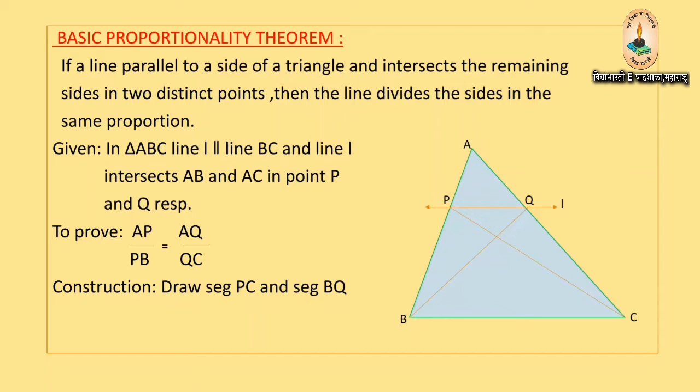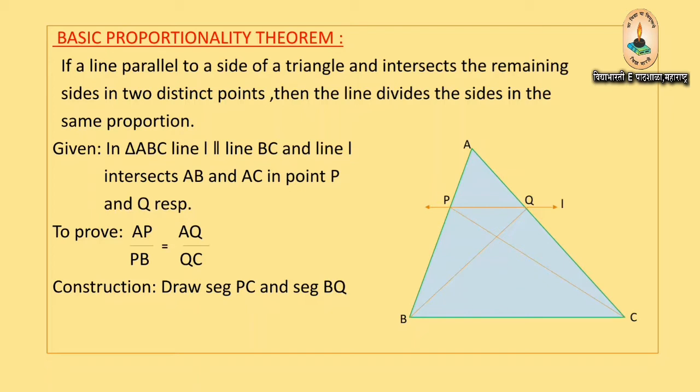Basic proportionality theorem statement is, if a line is parallel to a side of a triangle and intersects the remaining sides in two distinct points, then the line divides the sides in the same proportion. To prove this theorem, first we draw the diagram. Draw triangle ABC.